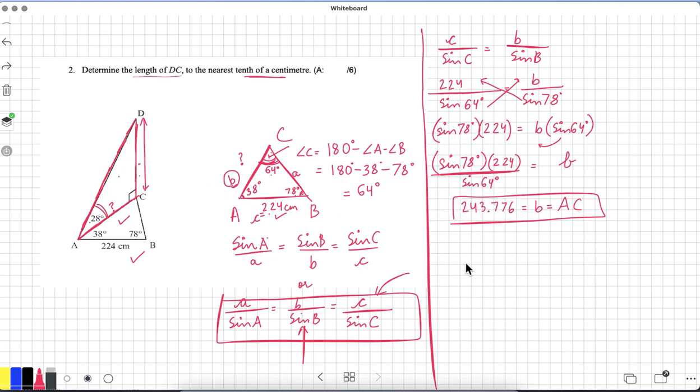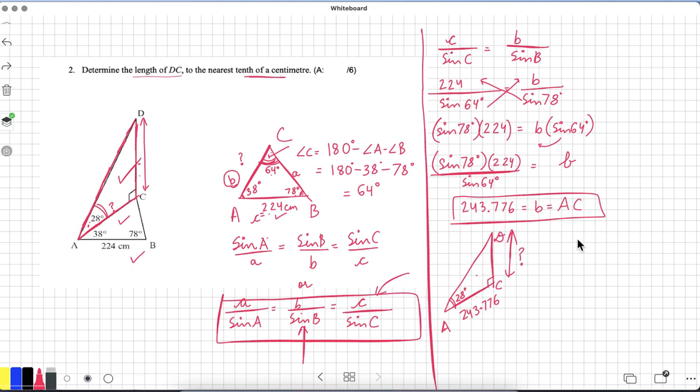Now moving on to this right triangle. That is D. This is C. That is angle A. This angle is given here, which is 28 degrees. And we know the AC side now. It is 243.776. How to find the DC?